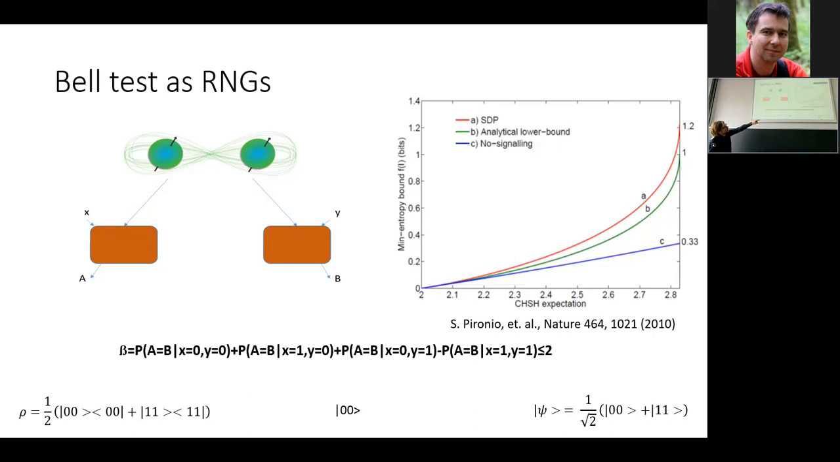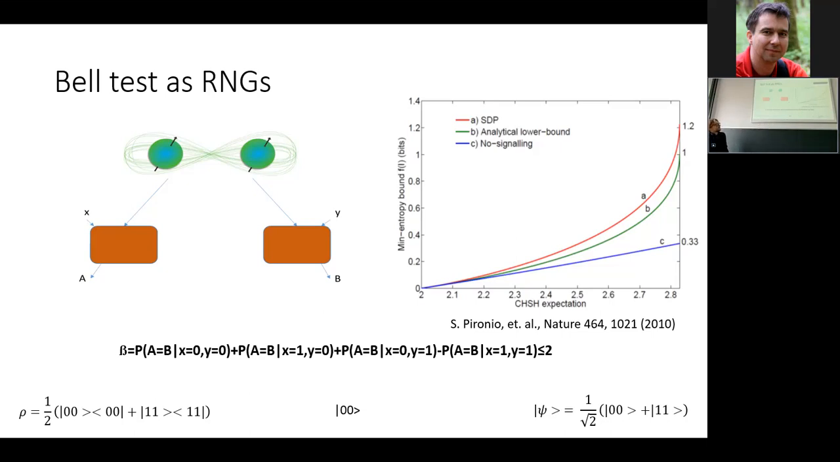Actually, if the inequality is violated, there are plots from a paper. You see that if this value is greater than 2, I have some randomness measured by some entropy, in this case min-entropy. The cool thing about this is also curve C. It says no signaling. It means that even if quantum mechanics is not true, but we only trust some insights from relativity, namely that we cannot send signals faster than light, it still means that if this is violated, we have some randomness, but slightly less.